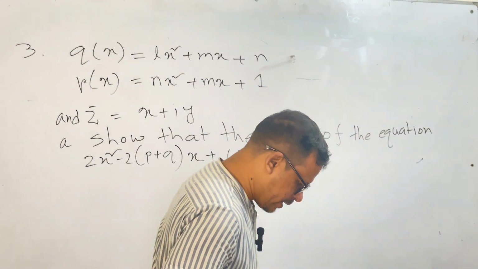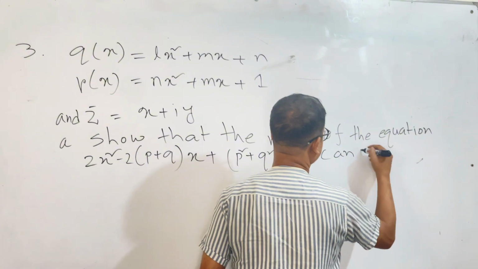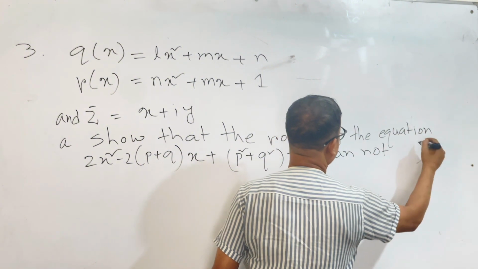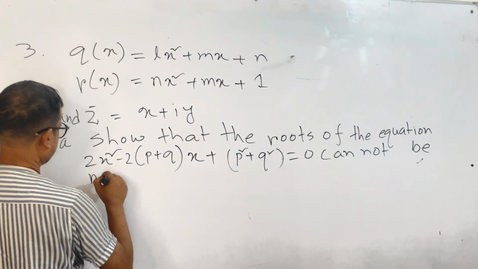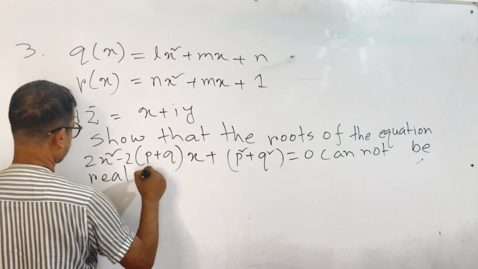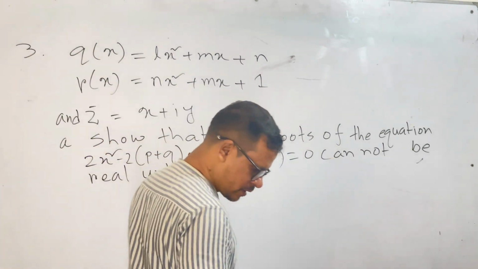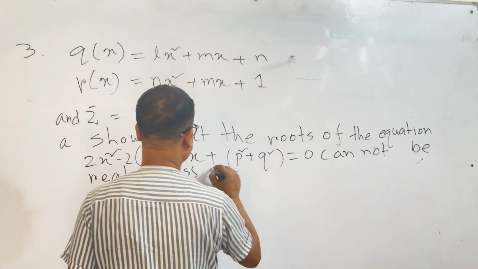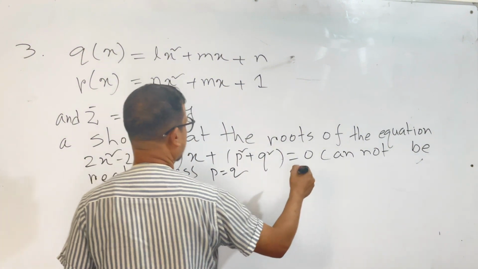can't be real unless p equal to q. This is mark 2.